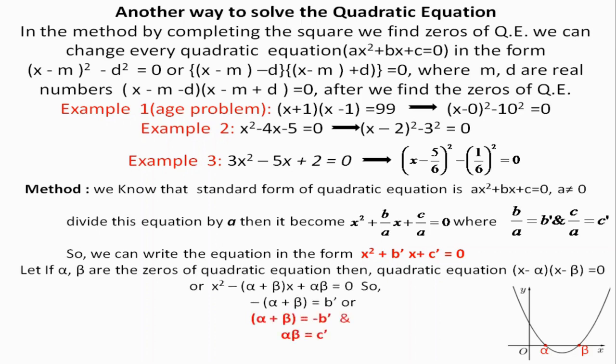So we can solve (x minus alpha)(x minus beta) equal to 0. We get x square minus (alpha plus beta)x plus alpha into beta equal to 0. By comparing with x square plus b dash x plus c dash equal to 0, we get alpha plus beta is equal to minus b dash, and alpha into beta is equal to c dash.